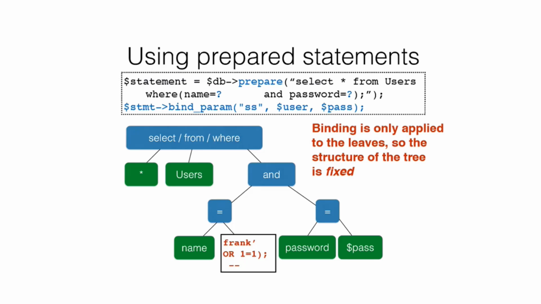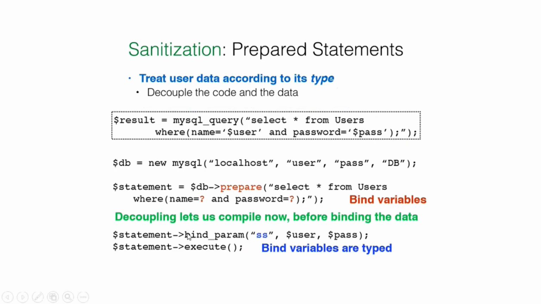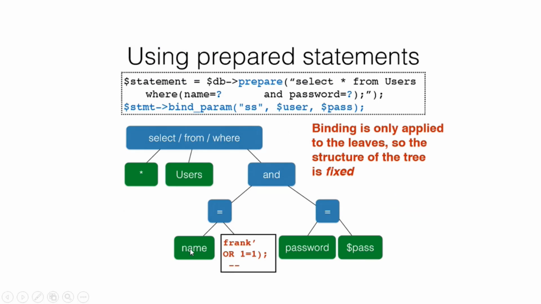So if you use a prepared statement and people give something wrong, it will not have an effect, because as you see in the previous example, the bound variable goes into the name part, and the rest of the query can't be hidden through a comment, because the comment goes into the name only. If you see this example, the name containing Frank apostrophe or 1 equals 1 semicolon dash dash will affect only the name part. The rest remains safe.